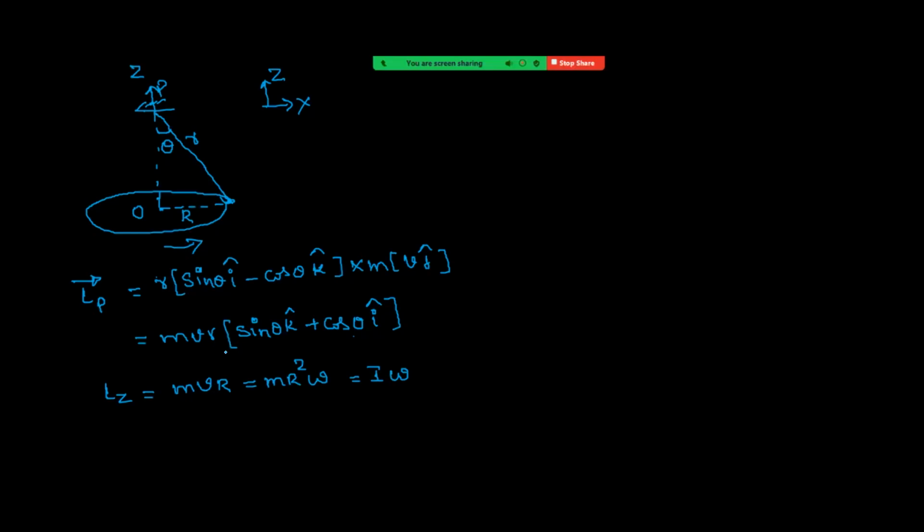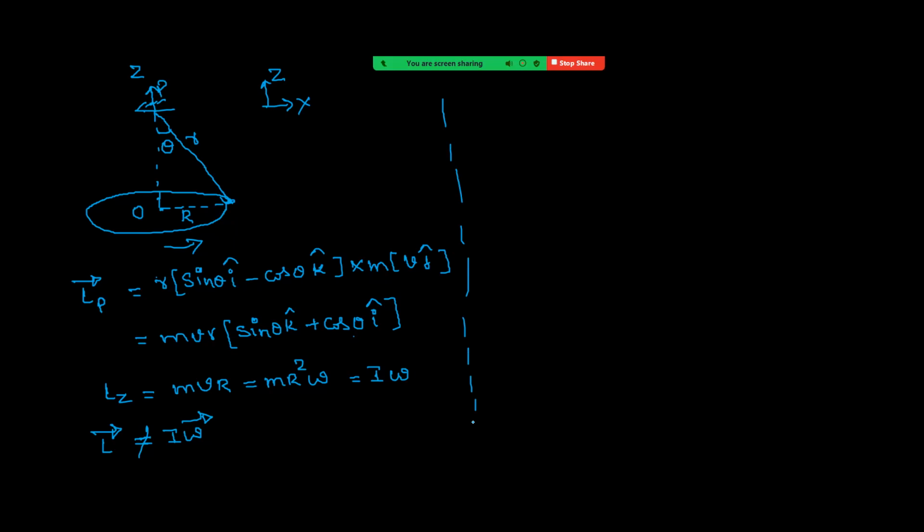In this case, the direction of omega bar is along the z axis, meaning along the axis of rotation. But the direction of L bar is not along the z axis. That means in this case we cannot write L bar equal to I omega bar, because the directions do not match. But we can write that the z component of L bar, along the axis of rotation, equals I omega. So keep that point in mind.